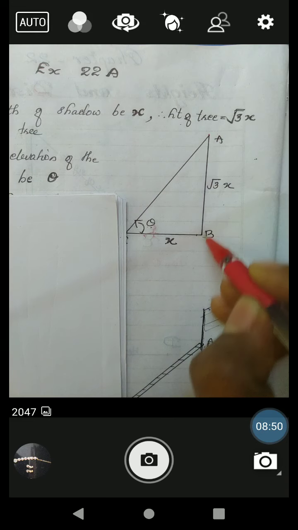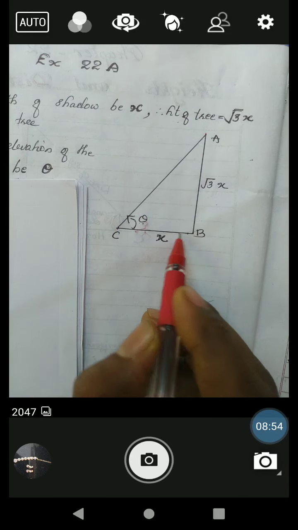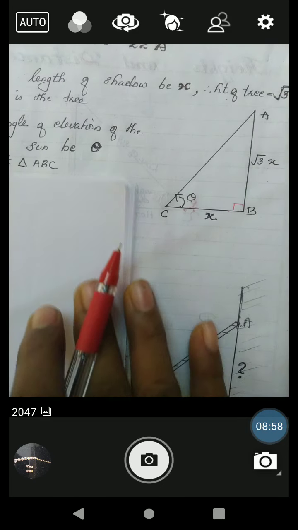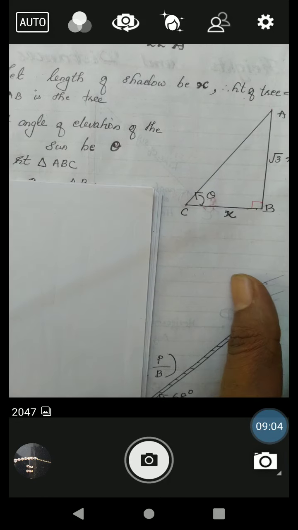This is the tree. AB is the tree. This is its shadow. Now you can see one right triangle here. Let the angle of elevation of the sun be theta. You can see this right triangle.